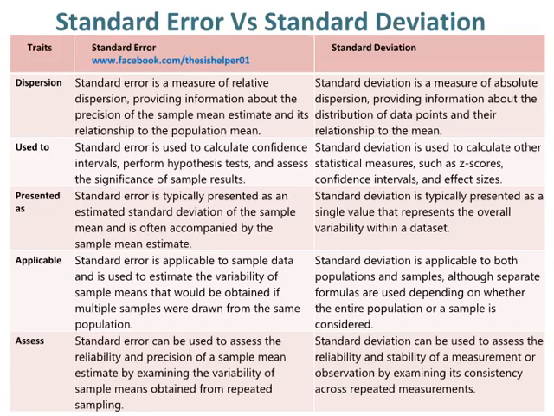Whereas, standard deviation is applicable to both populations and samples, although separate formulas are used depending on whether the entire population or a sample is considered. Standard error can be used to assess the reliability and precision of a sample mean estimate by examining the variability of sample means obtained from repeated sampling.